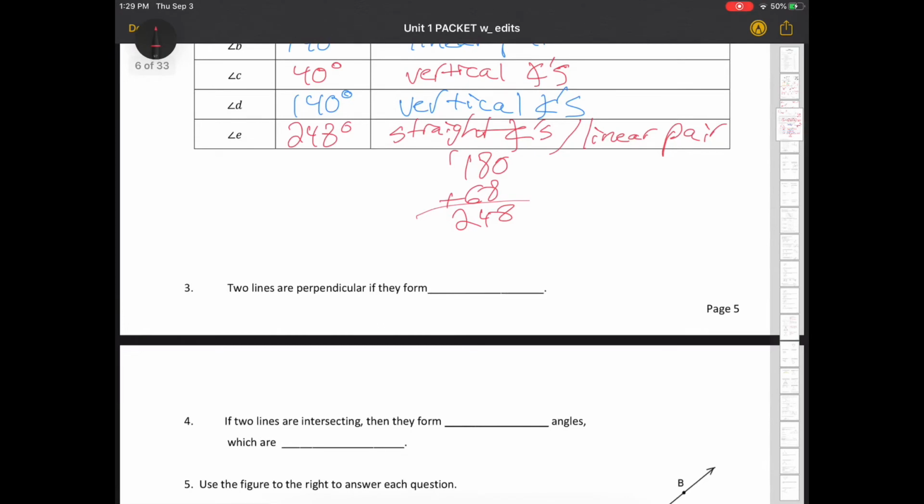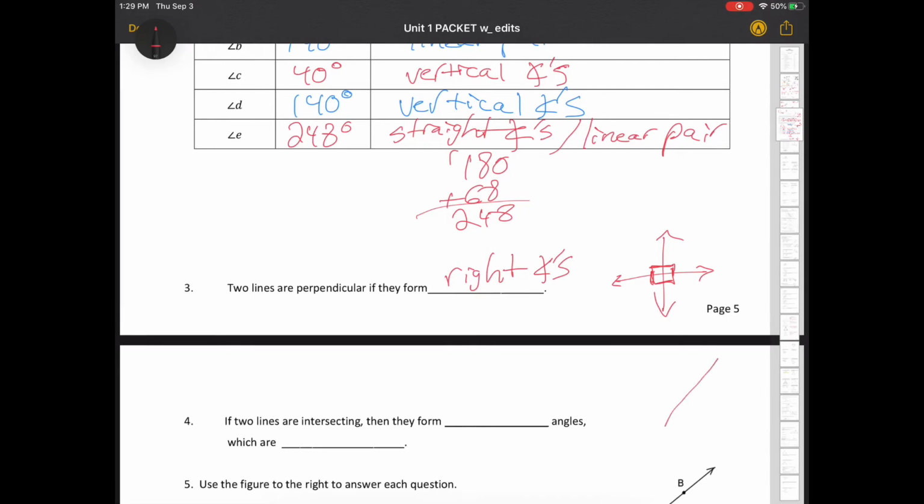So now, fill in the blanks. Two lines are perpendicular if they form right angles. So perpendicular lines would be two lines that cross and create right angles. And then finally for 4, if two lines are intersecting, then they form blank angles, which are blank.